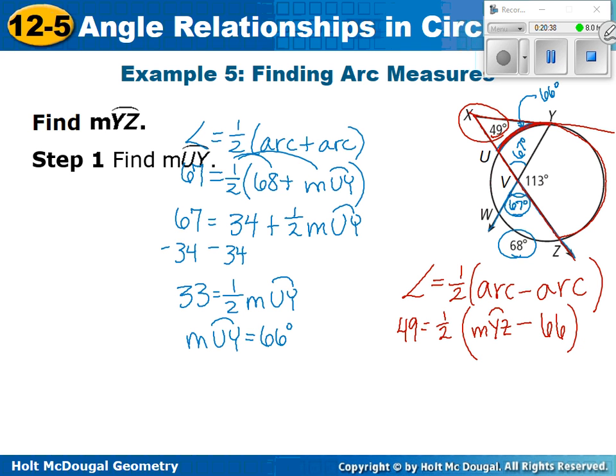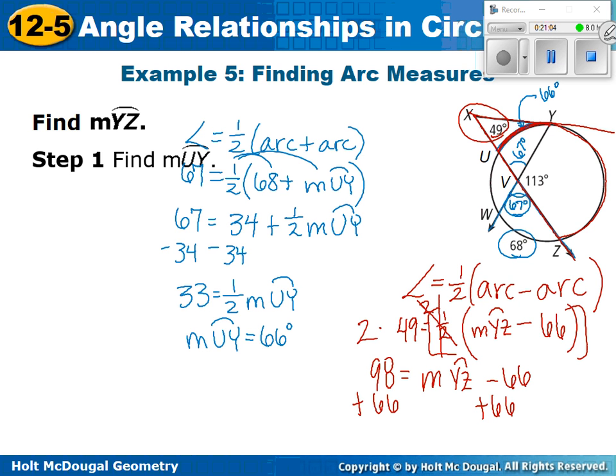Do you want to distribute the 1/2 or multiply by 2? Okay, so we'll multiply both sides by 2 to get rid of the 1/2. Just remember when you do that on the right, those just cancel. So we have 98 equals the measure of arc YZ minus 66, and so then we add 66. And is that 164? Yes. So we find the measure of arc YZ is 164 degrees.